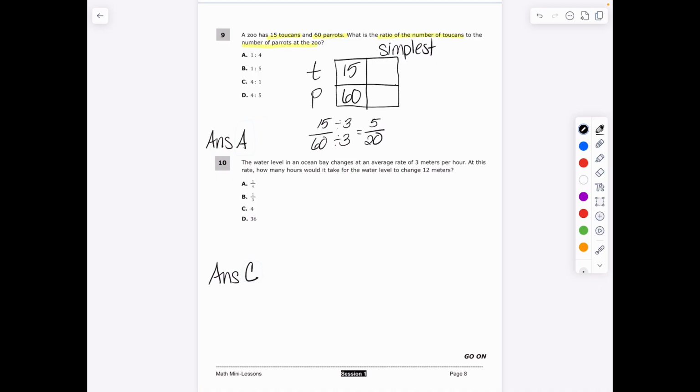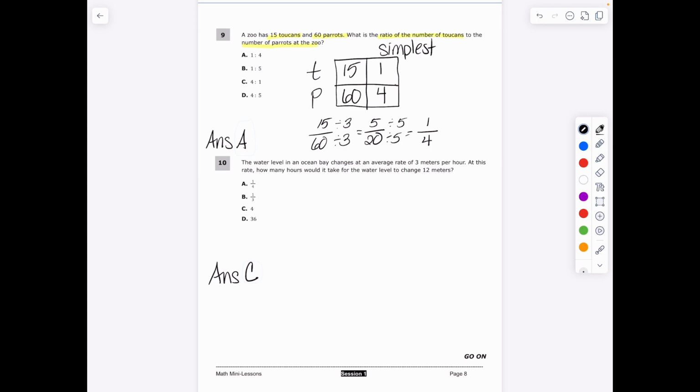So now, what can I divide 5 and 20 by? I can divide both of these by 5. And I get 1 and 4th. So this is in simplest form. My simplest ratio is 1 to 4.